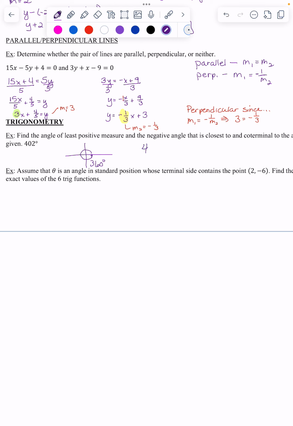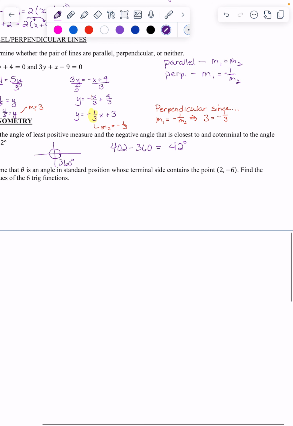So I'm going to take 402. I'm going to take off the 360 degrees because I know that 360 just took me around the circle once. All right. So if I have 402 minus my 360, what I'm going to come up with is 42 degrees. So that right there is my least positive measure. It's between 0 and 360, and that's really what I'm looking for.